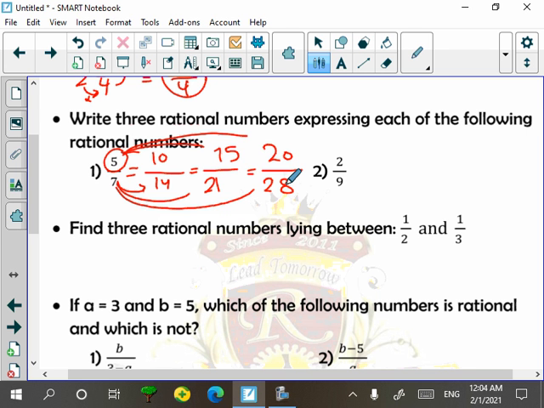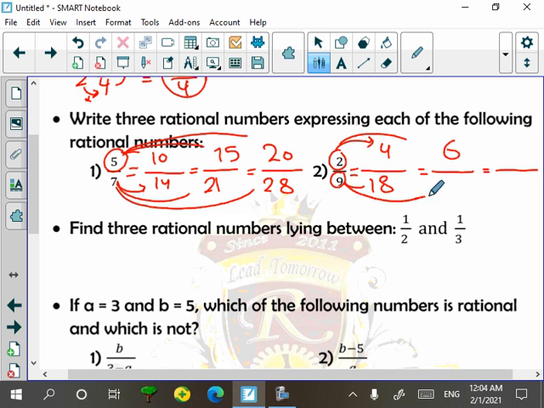The same thing for the second one, 2 over 9. 2 times 2 equals 4, and 9 times 2 equals 18. 2 times 3 equals 6, and 9 times 3 equals 27. 2 times 4 equals 8, and 9 times 4 equals 36.